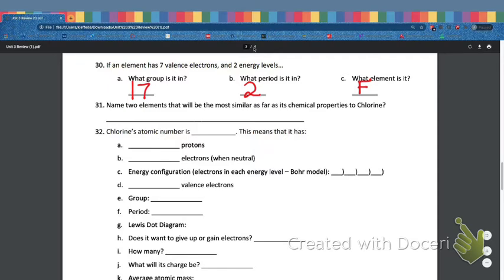All right, so 31 says, name 2 elements that will be the most similar as far as chemical properties to chlorine. So what we want to do is find chlorine on the periodic table, and find the element that's directly above and directly below. Those are the ones that have most in common. Remember, the columns are called groups or families. So there's a family resemblance between the elements in the same column. So fluorine and bromine are going to be the most similar to chlorine.